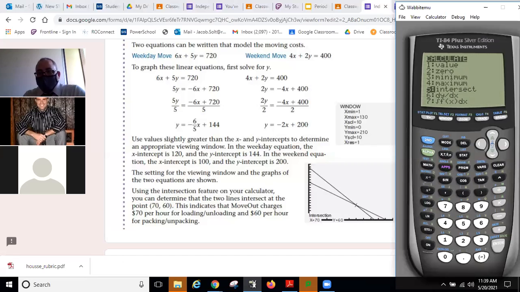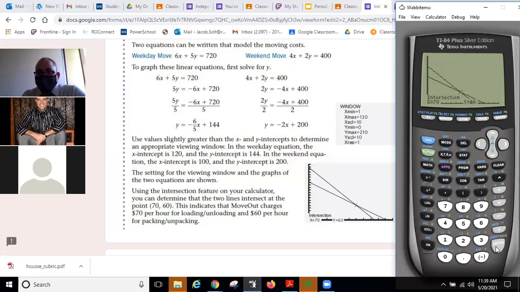Well, that's what we want. We want to find the intersection. So I'm going to say the first curve. In this case, all we need to do is really press enter. Enter. The second curve is enter. And I want the calculator to guess. I want the calculator to make a guess at where these intersect.